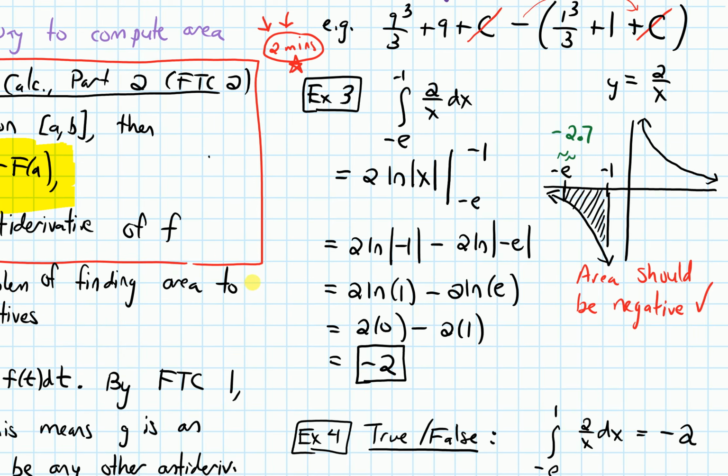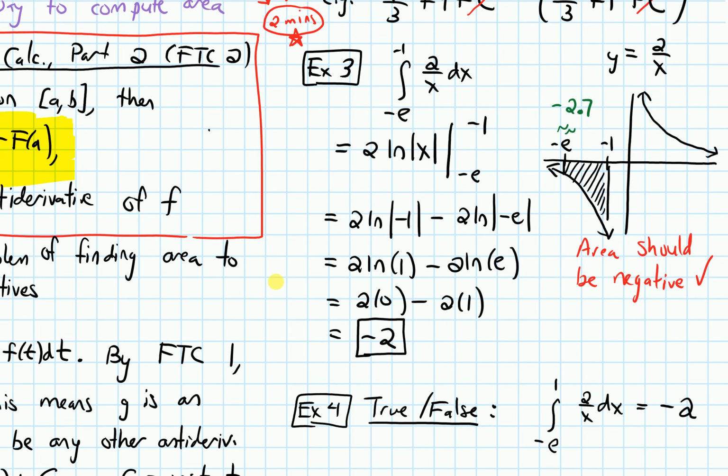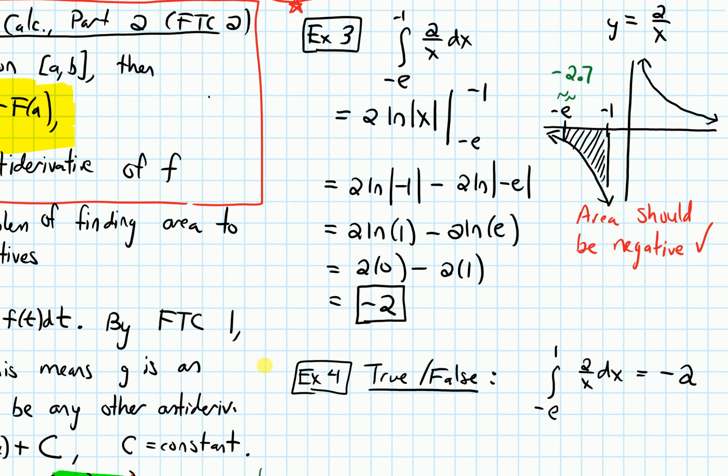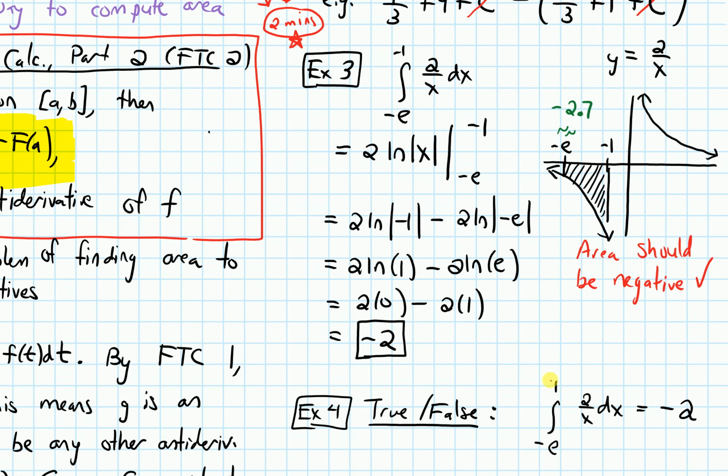Let's do another example. Okay, example 4. True or false? The integral from negative e to 1 of 2 over x dx is equal to -2. It's a really similar one. This time, pause the video for about 1 minute to try this. It seems like we should be able to do something very similar to get the answer, at least at first glance. But maybe is there an issue that would make this not work out for some reason?